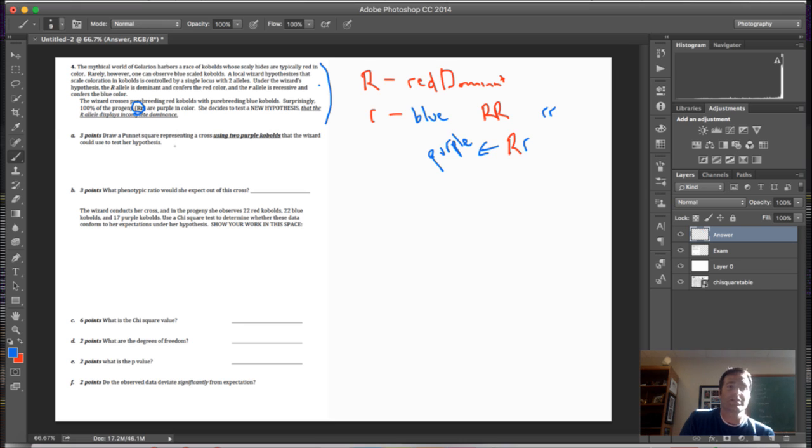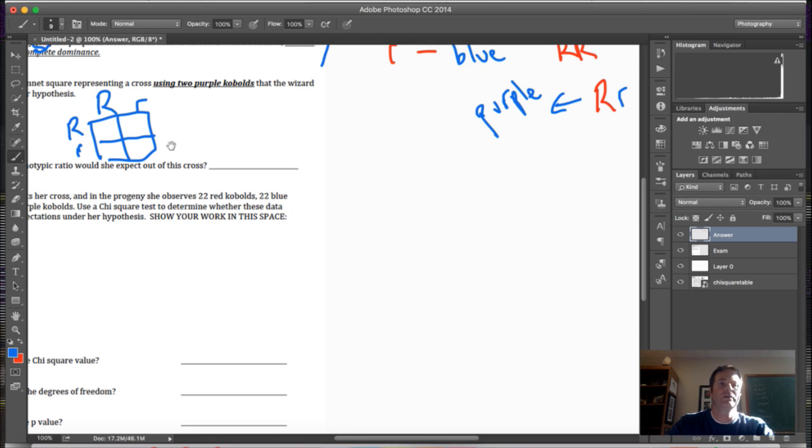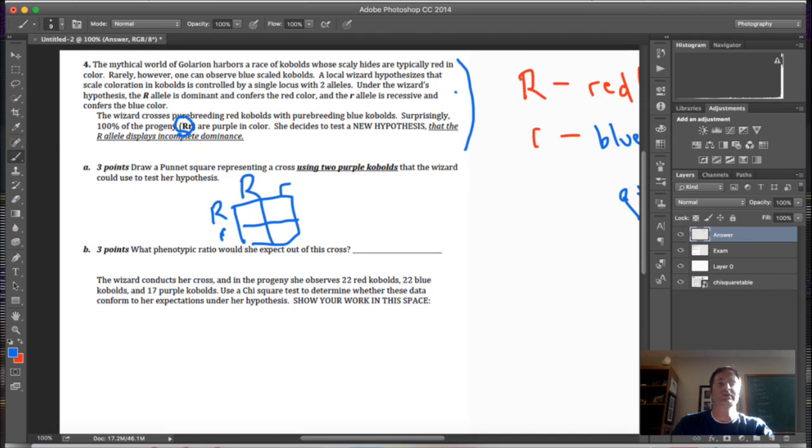Alright, so we know that most kobolds are red in color, and here I've set it up so we say rarely we can observe blue scaled kobolds. So we've got a color problem. Local wizard, because of course wizards, yay. Local wizard hypothesizes that scale coloration in kobolds is controlled by a single locus with two alleles. Under the wizard's hypothesis, the R allele is dominant and confers the red color, so let's just go ahead and switch to red, and we'll just say R makes them red, and the little r allele encodes blue. This red allele is dominant. That's pretty much all we know.